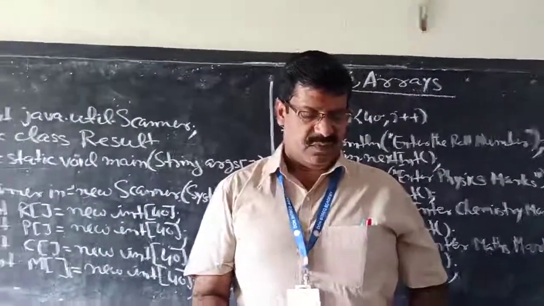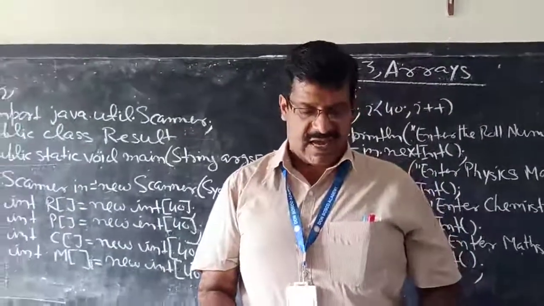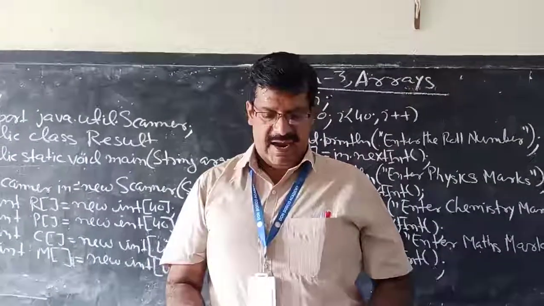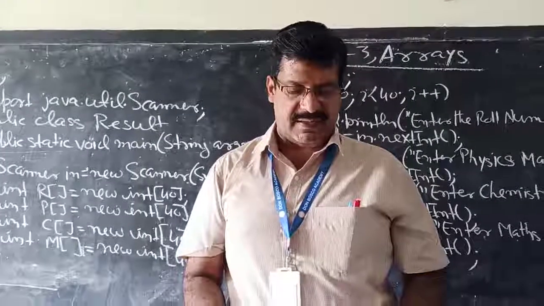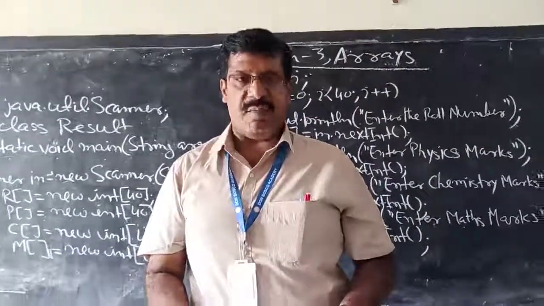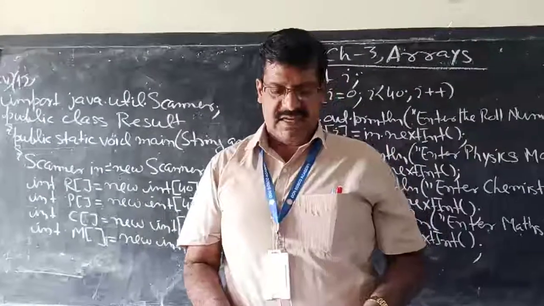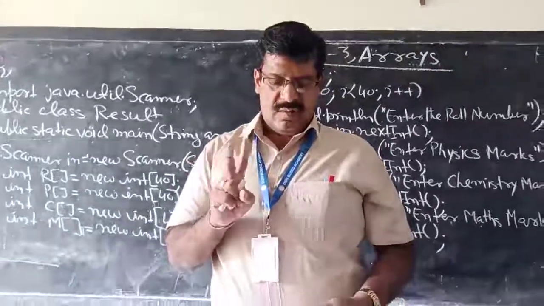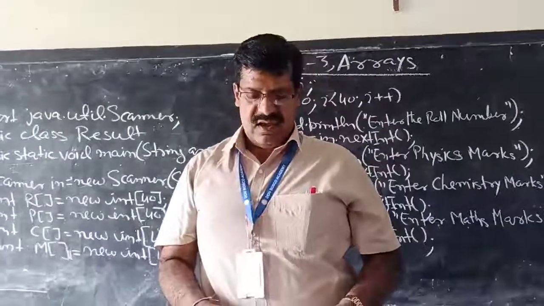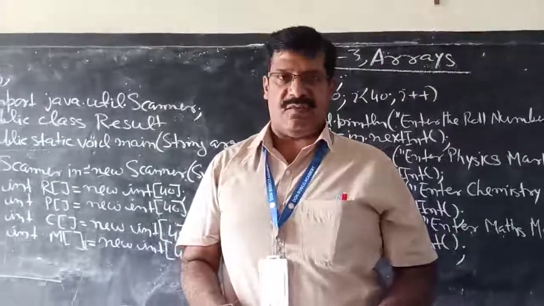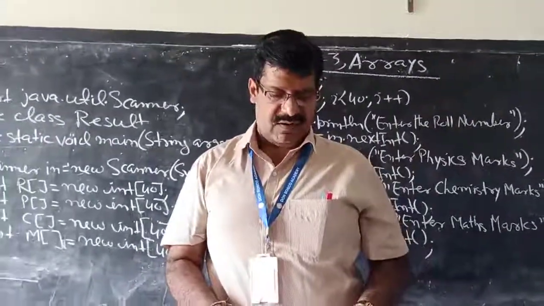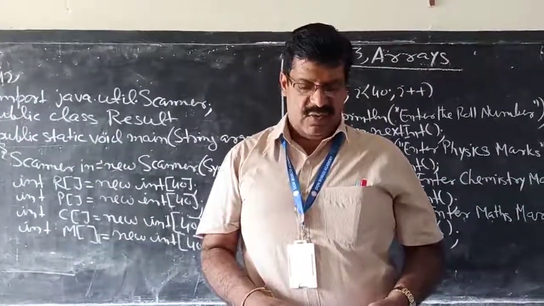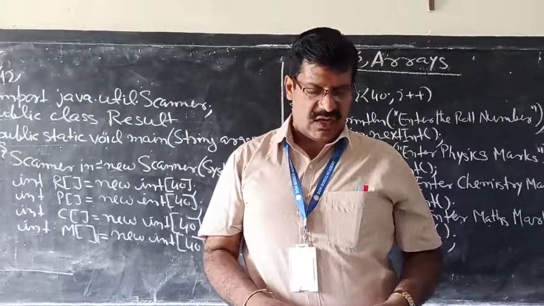The question is: to get promotion in the science stream, a student must pass in English and should pass in any two of the subjects physics, chemistry or maths. So the student must pass in English and in any two subjects out of the three, physics, chemistry or maths. The passing mark in each subject is 35. What is the passing mark? It is 35.